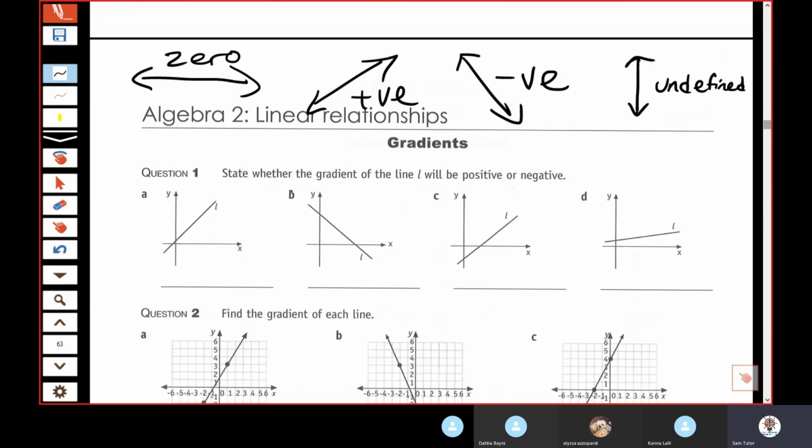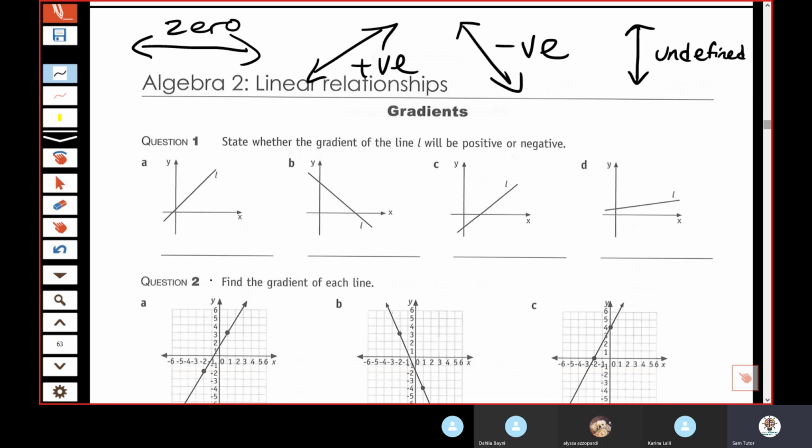Okay, easy. State whether the gradients of the line will be positive or negative. This one, what is it? Positive. This one, to the left, so what would that be? Negative. Again, slope to the right. You see that? And what about this one? Still positive. Well, that one's still sloped to the right. So it's still positive.